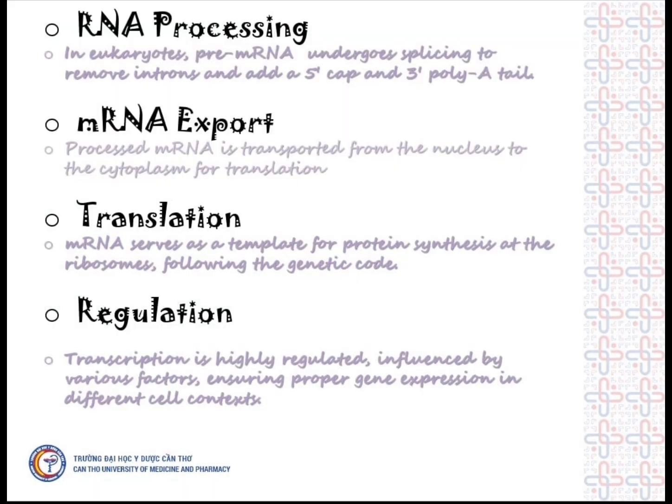RNA processing. In eukaryotes, pre-mRNA undergoes splicing to remove introns and add a 5' cap and 3' poly A tail. mRNA export. Processed mRNA is transported from the nucleus to the cytoplasm for translation. Translation. mRNA serves as a template for protein synthesis at the ribosome, following the genetic code. Regulation. Transcription is highly regulated, influenced by various factors, ensuring proper gene expression in different cell contexts.